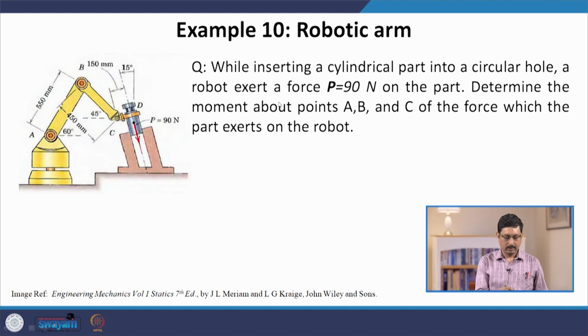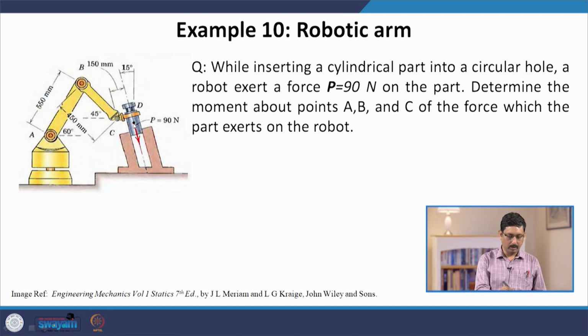It says that this yellow is a robot, and this robot is used to make a hole. It is used to put this blue cylinder inside this circular channel, circular hole, and it exerts a fixed force, which is 90 Newton. And the problem says to determine the moment of this force P as shown here.